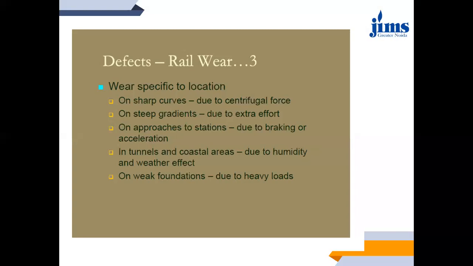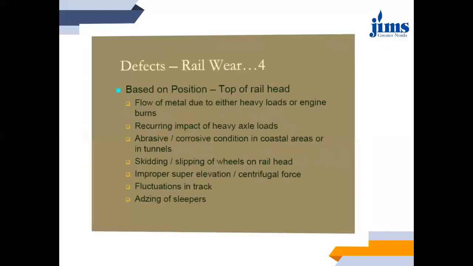So therefore, due to the humidity and weathering effect, corrosion, the rail wear can arise easily on the rail section. Then one more important cause of rail wear is heavy loads on the weak foundation. So whenever there is a weak foundation, the rail wears occur due to the application of heavy loads.